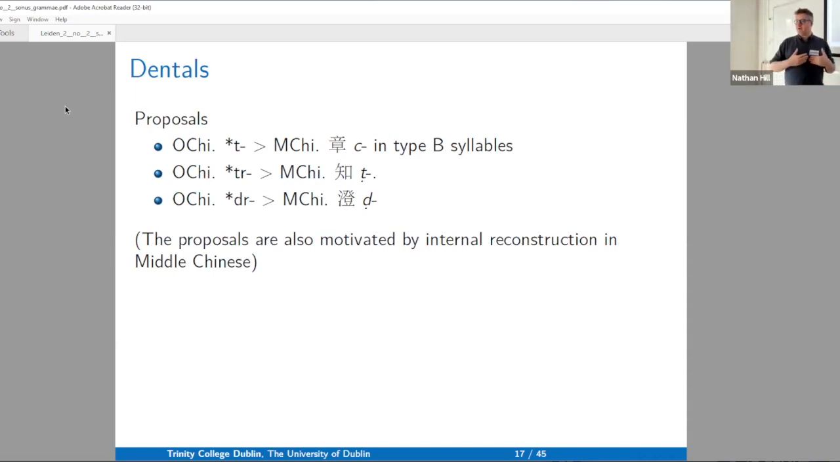But just in terms of the organization of my own mind, and I would think maybe in yours, it's useful to go through these things one at a time. Say, okay, now we're not talking about internal reconstruction of Middle Chinese. We're talking about what information is encoded in Chinese characters. So the arguments for these proposals are only going to come from violations of the xiesheng hypothesis.